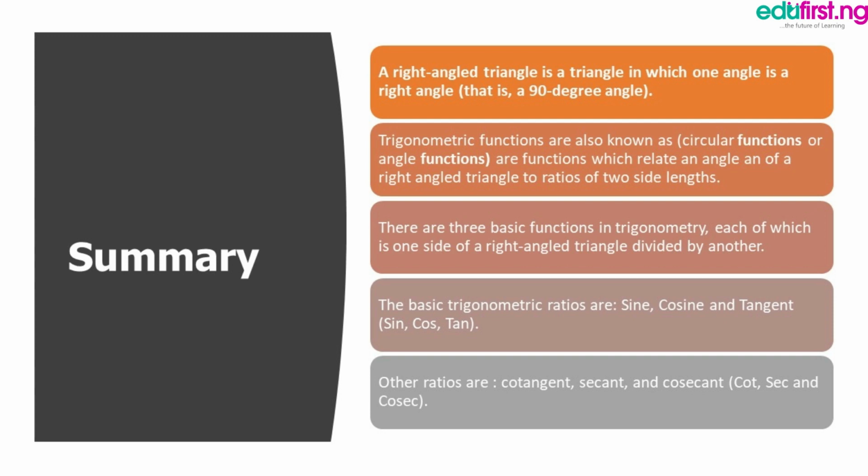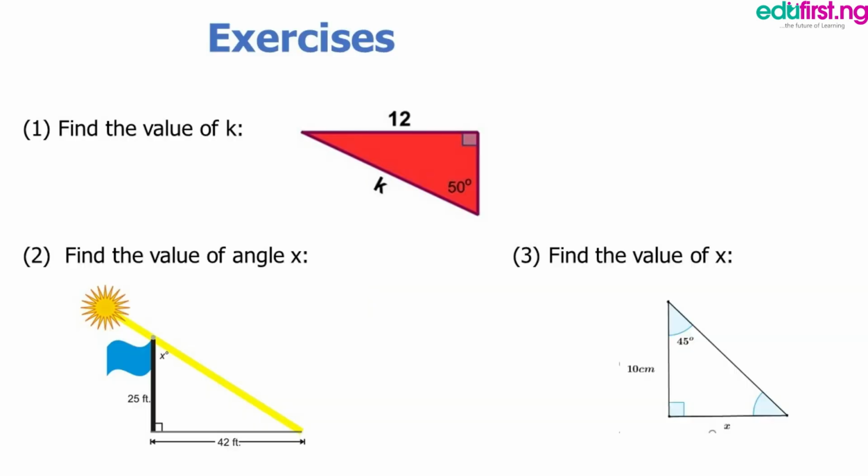Okay, so here are the exercises I have for you today. We solve for the unknown values. In the first one you solve for the value of k, in the second question you find the angle x, and in the third question you solve for the unknown side x. So here are the answers to the task I gave you. Try to work it out and check if you have the correct answers.